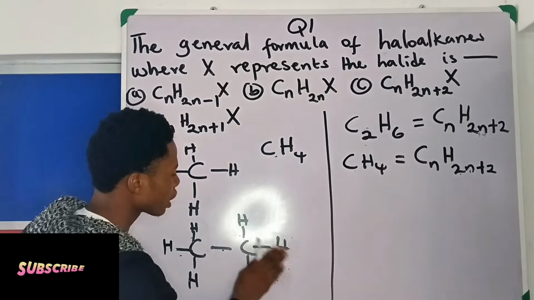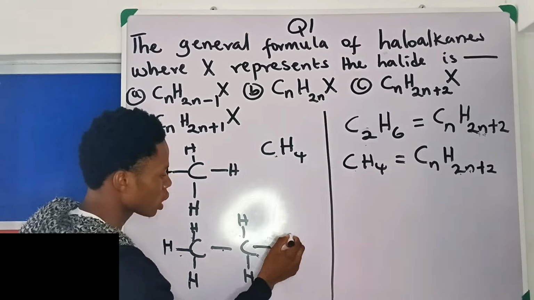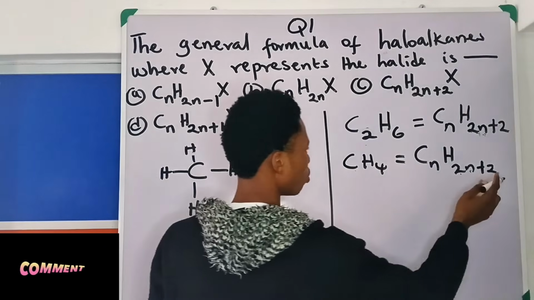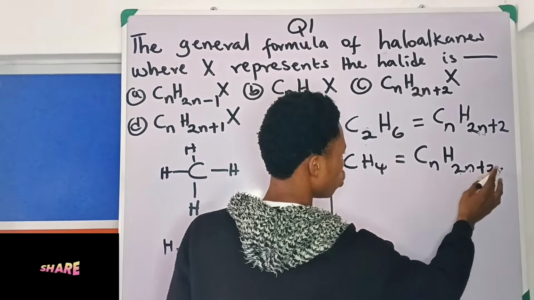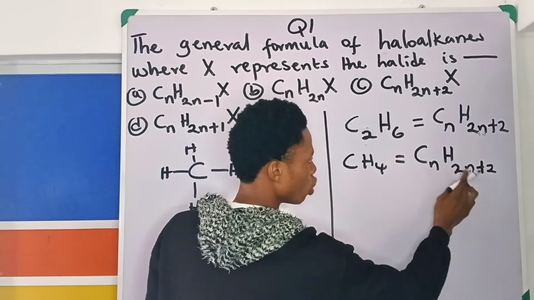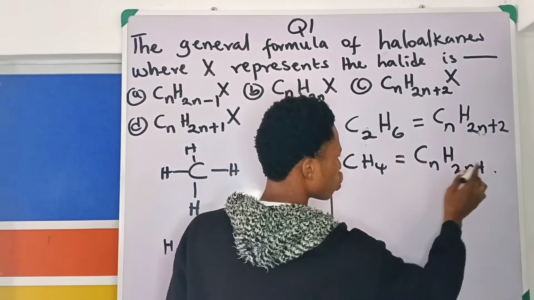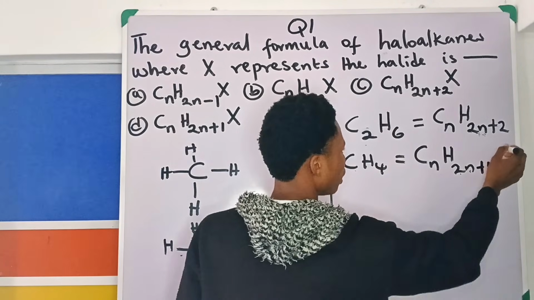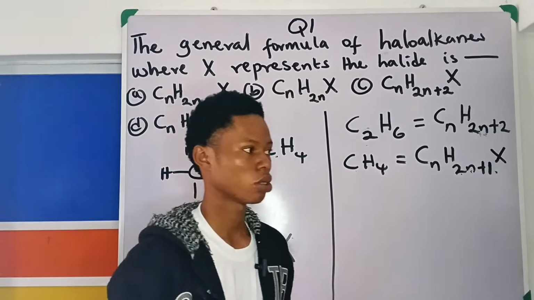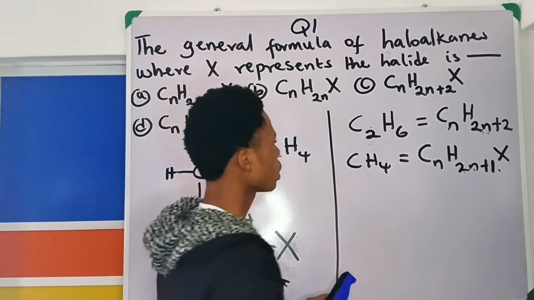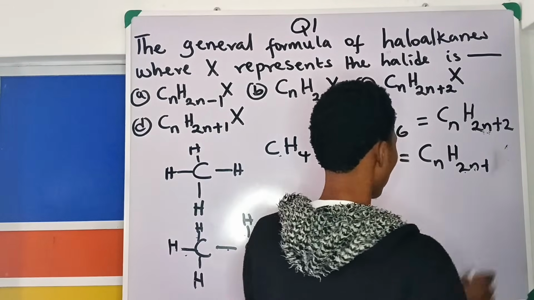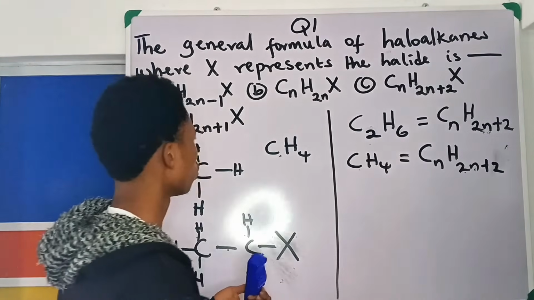But now if I remove 1 hydrogen because I want to put halide X, I've removed 1 hydrogen, right? So since I've removed 1 hydrogen, here will no longer be H2n. Because I've removed 1 hydrogen, it will be H2n plus 1, then X. All right, so basically this is the general formula of the haloalkanes. So back to the question now.